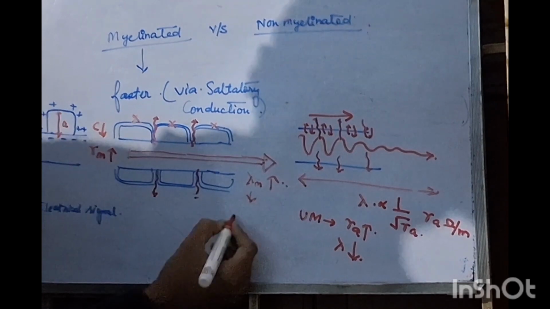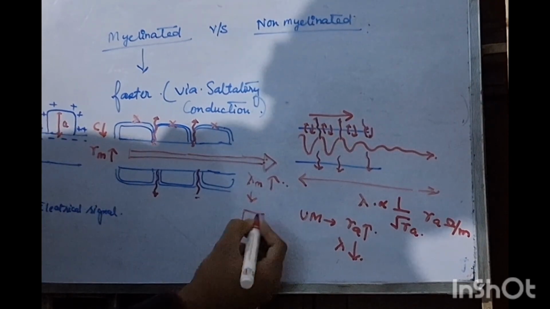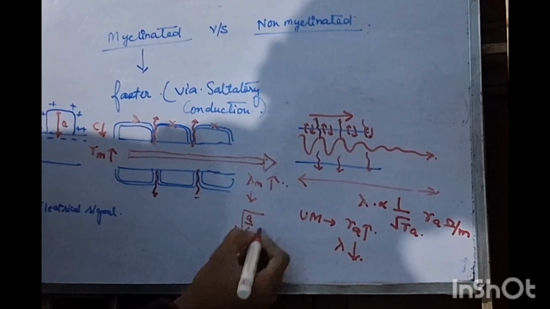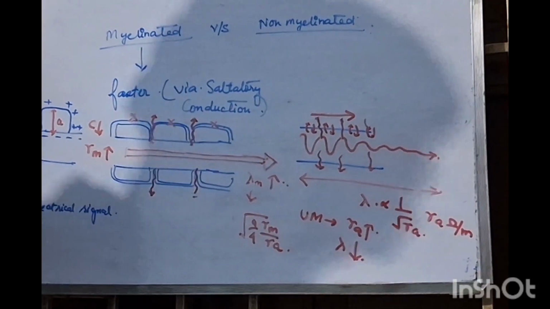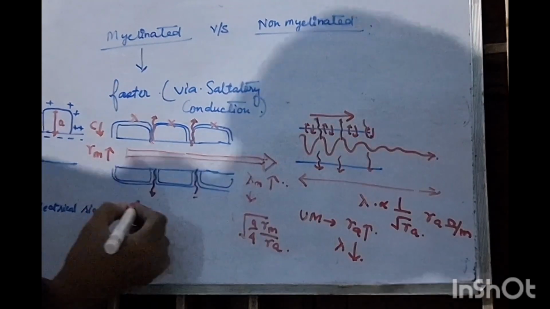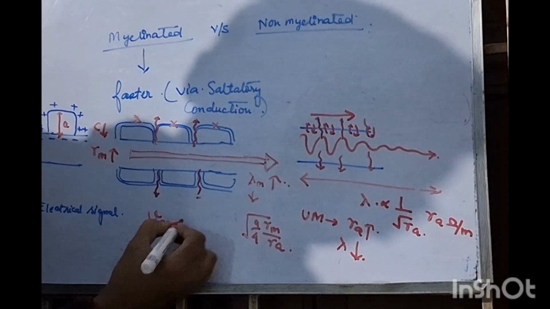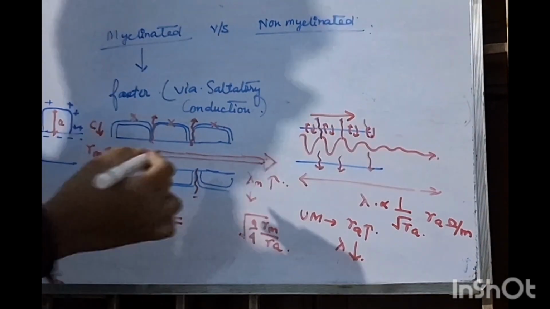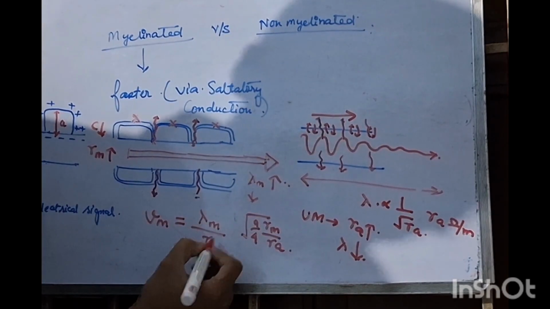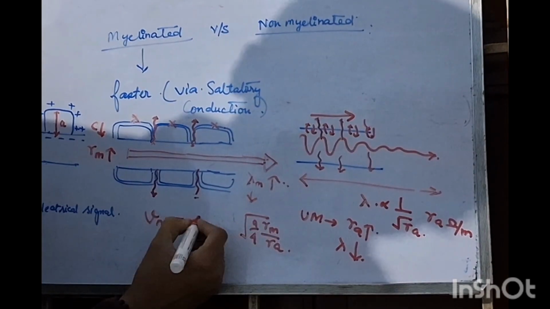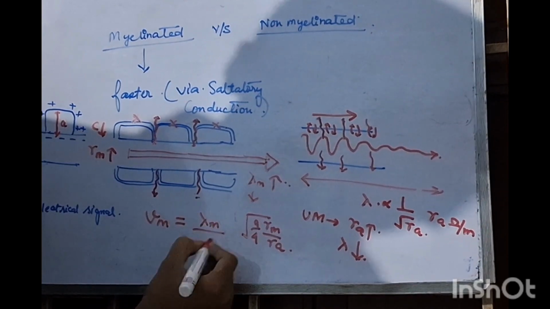So there is a relation between the length constant and the myelin sheath diameter as well as the axonal and membrane resistances. And the speed of the signal is directly proportional to the length constant divided by the time constant, and hence conduction via myelinated nerve fibers is much faster compared to unmyelinated nerve fibers.